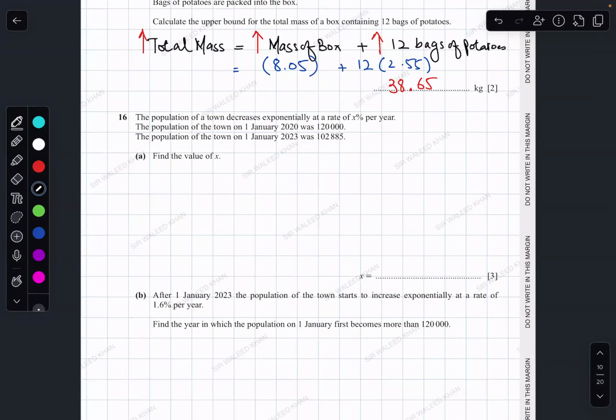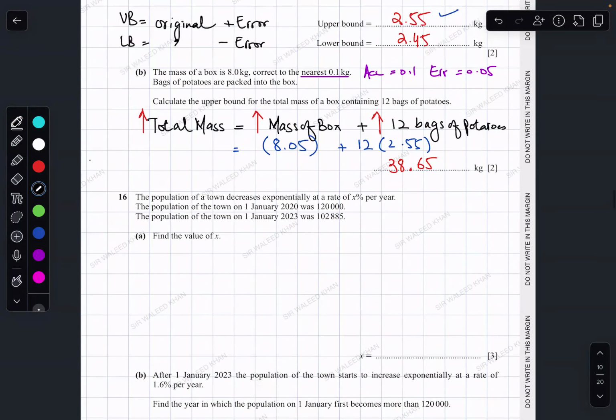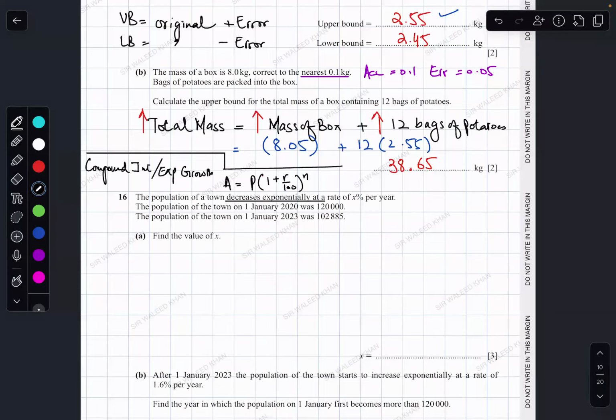In yesterday's class, we discussed that whenever we are dealing with compound interest and exponential growth, we use a formula. For increase or growth, we use the formula A is equal to P times 1 plus R over 100, whole power n. But whenever they are asking about decrease exponentially, I'm going to keep this formula with one slight change, that is, 1 minus R over 100, whole power n.